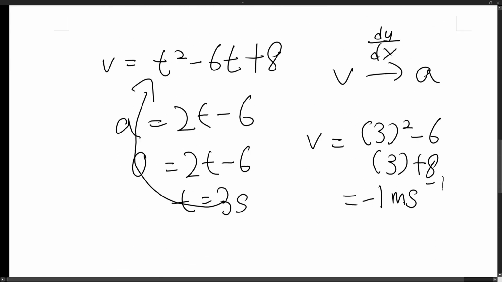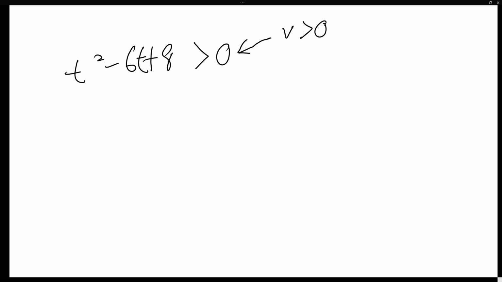So we need to write it down. Write the formula down. t squared minus 6t plus 8 will be bigger than 0 because your v must be bigger than 0. So that's why I put v bigger than 0. So if you use the calculator, if you put in quadratic mode, 1, negative 6, 8, you will get t minus 4 and t minus 2.